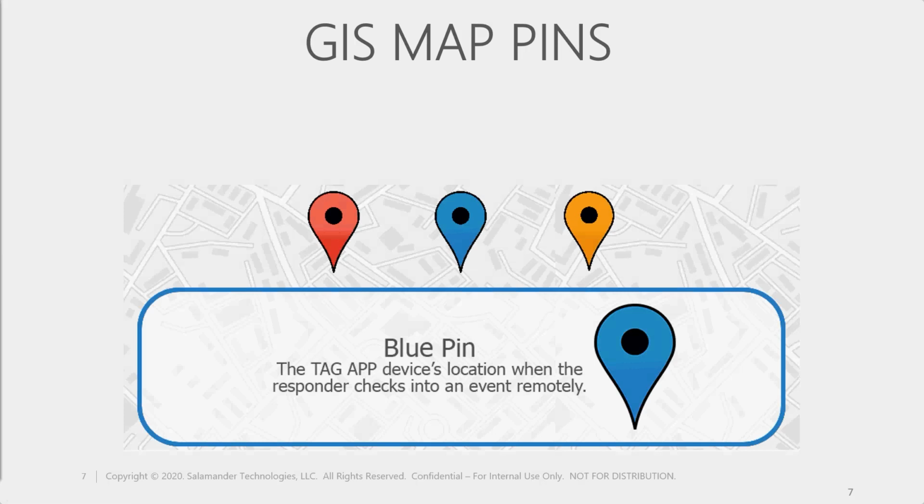And then the last pin is going to be the blue pin. So the blue pin is going to represent the tag app. So the user's device location when they actually remote into an event from the tag app. So again, that's going to show up depending on their location. It's going to move every quarter mile, meaning this pin will move every quarter mile based off of that user. Okay.